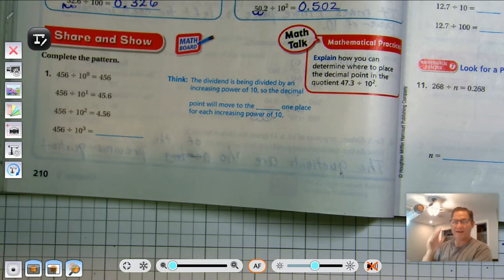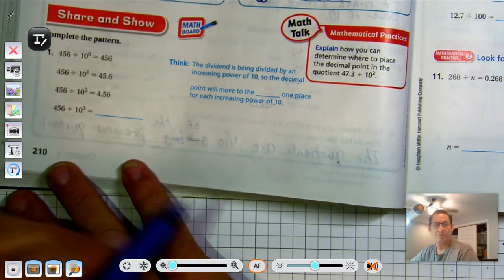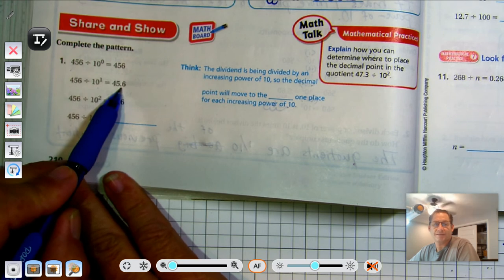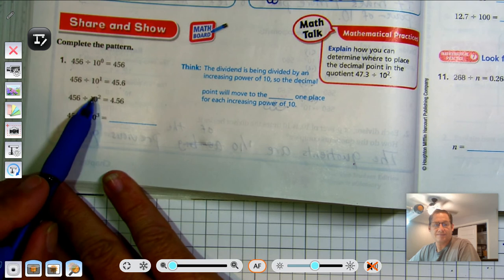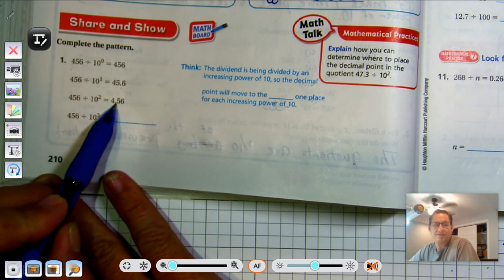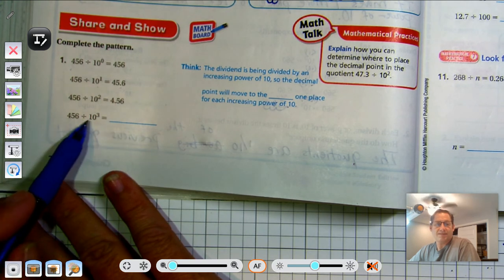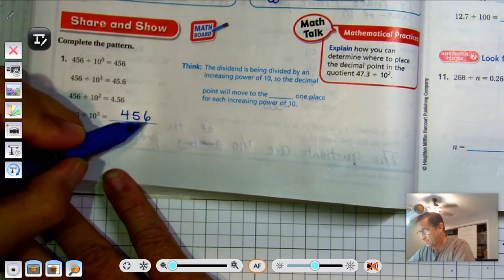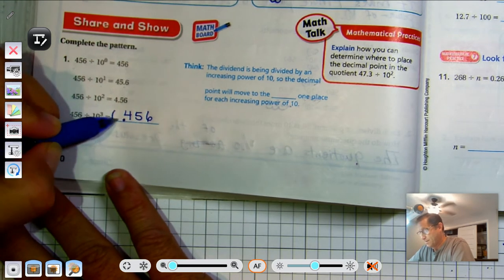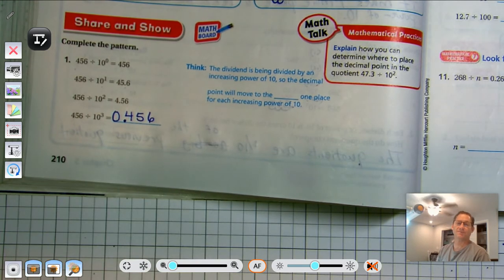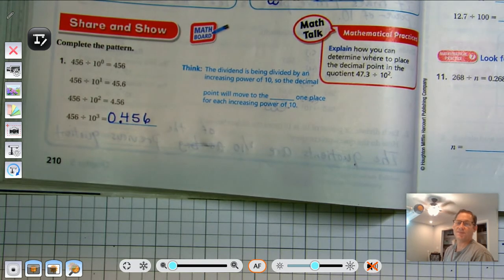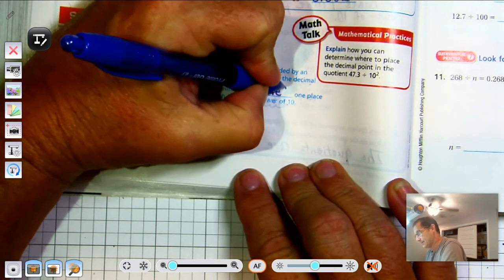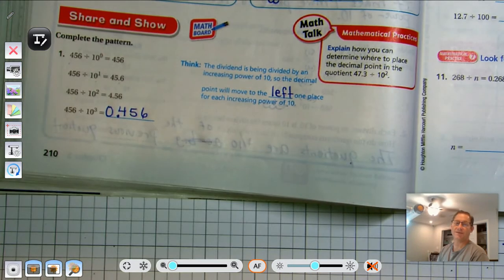All right, number 1, just complete the pattern. So 10 to the first, we have the exact same number. 456 divided by 10 to the first, we move the decimal point 1 place to the left of the 6. 456 divided by 10 to the second, we move the decimal point 2 places to the left of the 6. 456 divided by 10 to the third. So that's our original number, and we have to move the decimal point 3 places to the left of the 6. 1, 2, 3. So we get 0 and 456 thousandths. So in this problem, the dividend is being divided by an increasing power of 10. So the decimal point will move to the left 1 place for each increasing power of 10.